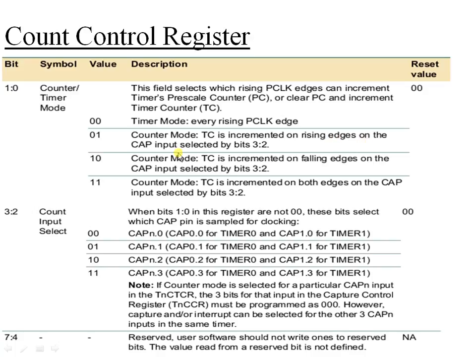Here TC is nothing but the timer counter register. This is the register which holds the counting values. This register gets incremented by 1 for every rising edge on the external counter pin. If you program it to 1 0, then TC gets incremented by 1 for every falling edge on the counter pin. And if it is 1 1, then TC gets incremented by 1 for both edges, rising as well as falling.